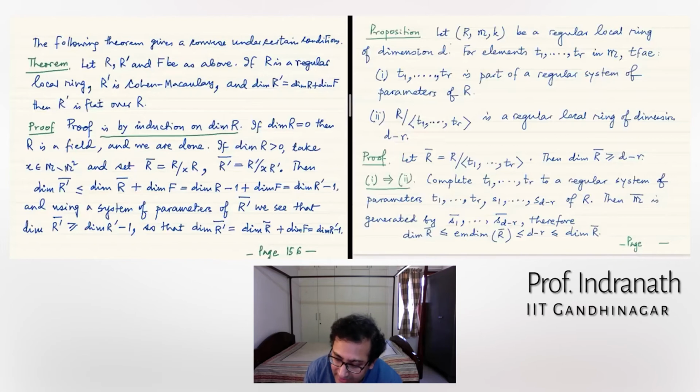Okay, if you assume this, then what happens? Your dimension of R' bar is less than or equal to this. Now, using a system of parameters of R' bar, we see that this is greater than or equal to dimension of R' minus 1. Once again, what does this exactly mean? Using a system of parameters, and therefore you have the equality: dimension of R' is equal to this, and now it is not difficult to guess what is going to happen. But the main parts are here: once you have gone modulo this x, which is in m but not in m squared, here you have this inequality, and here I have this inequality, that this is greater than or equal to also dimension of R' minus 1. So what exactly is being used here?